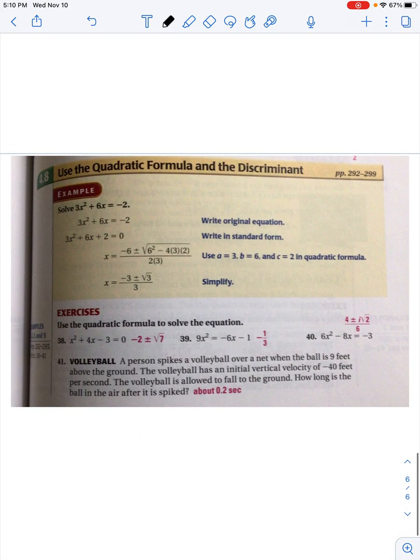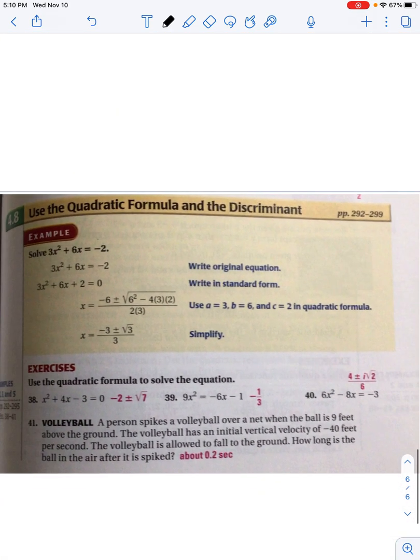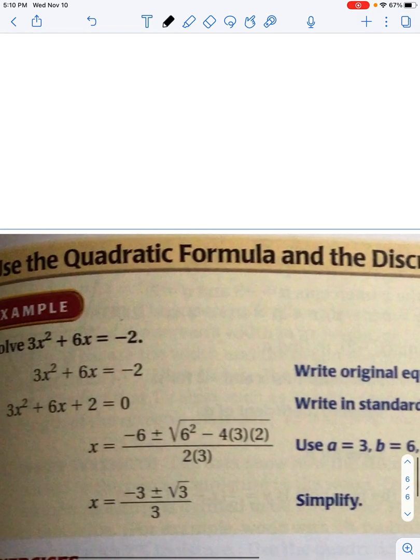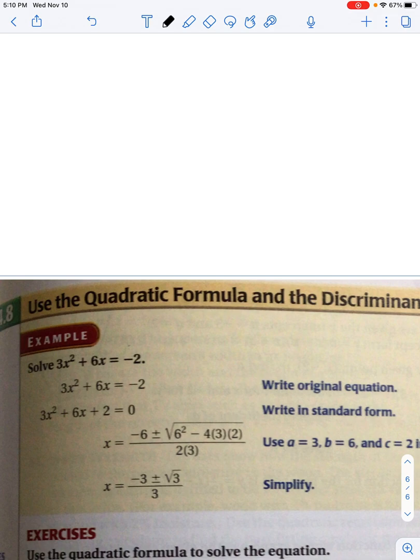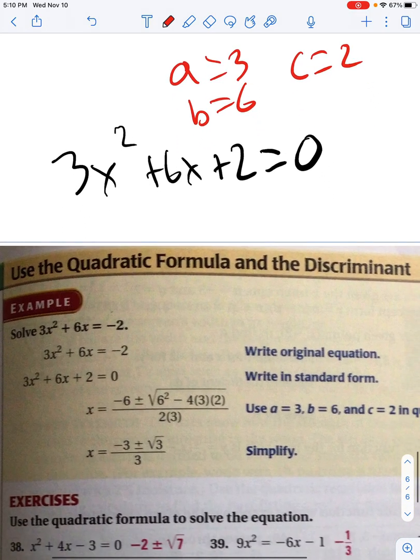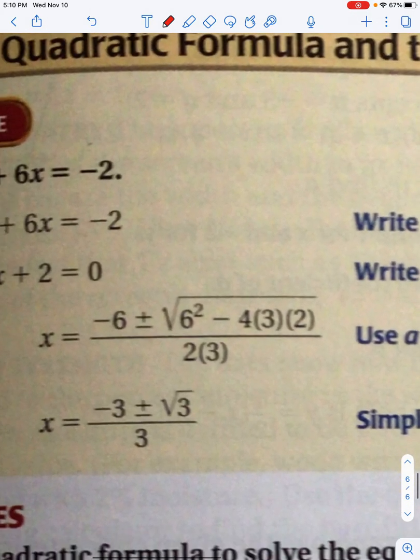So again, you've got more examples. You can try these on your own. Last section here, using the quadratic formula. Remember we had that silly song, x equals negative b plus or minus the square root, okay? So you have to set it equal to 0. So minus 2 to move that is going to be plus 2. A equals 3, B equals 6, C equals 2.